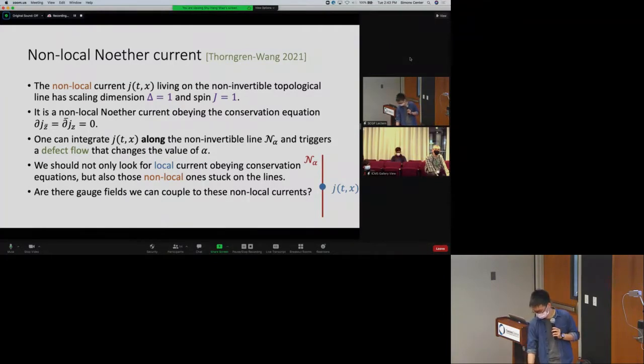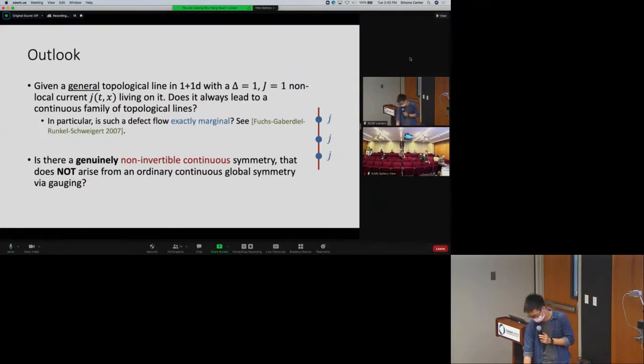Okay, great. Thank you. Okay, so I'll just end my talk with 2 questions that hopefully stimulate some discussion. Before, I was talking about a specific example of the orbifold CFT, but let me ask, given a general topological line in 1+1D, suppose somehow I happen to know there's a scaling dimension 1, spin 1 non-local current that's stuck on it. Does that always lead to a continuous family of topological lines when I integrate it along the line? That's not immediately obvious to me, because for such a deformation to preserve the topological nature of the line, it in particular has to be exactly marginal.